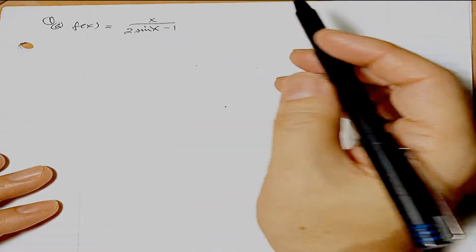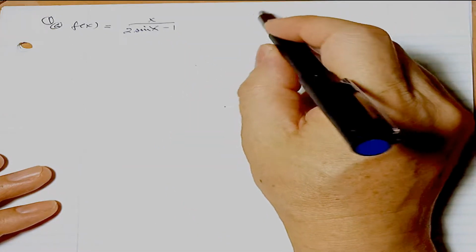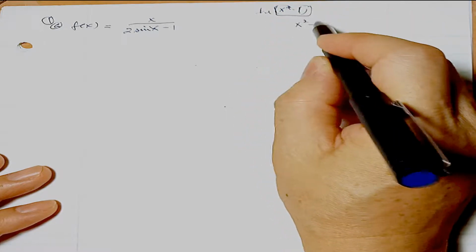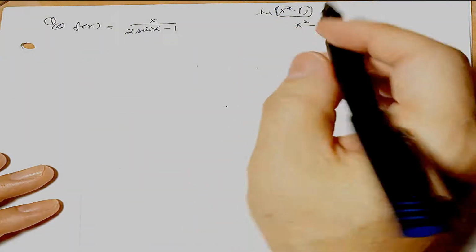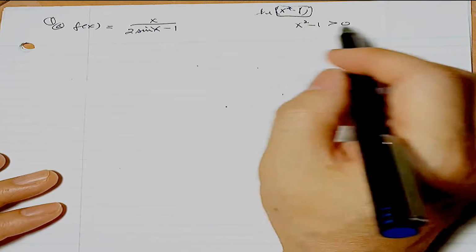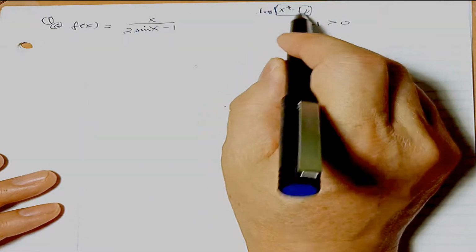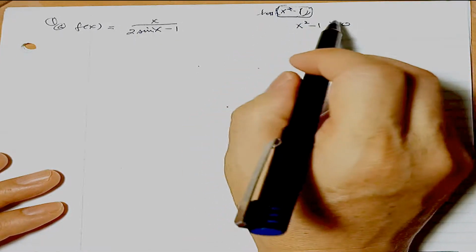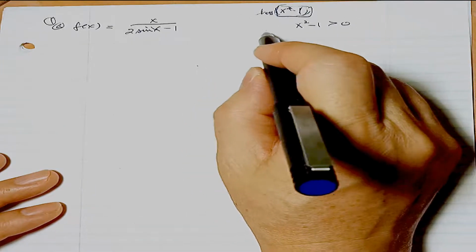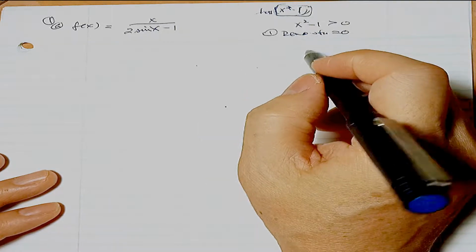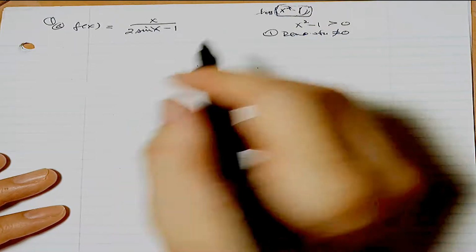The third possibility of exclusion is if you see functions like ln of something. Whatever the argument is, it can only be strictly greater than 0, because the domain of ln only takes positive arguments, which means that x squared minus 1 must be greater than 0. So, 3 rules. Number 1: the denominator cannot be 0, so exclude those values.